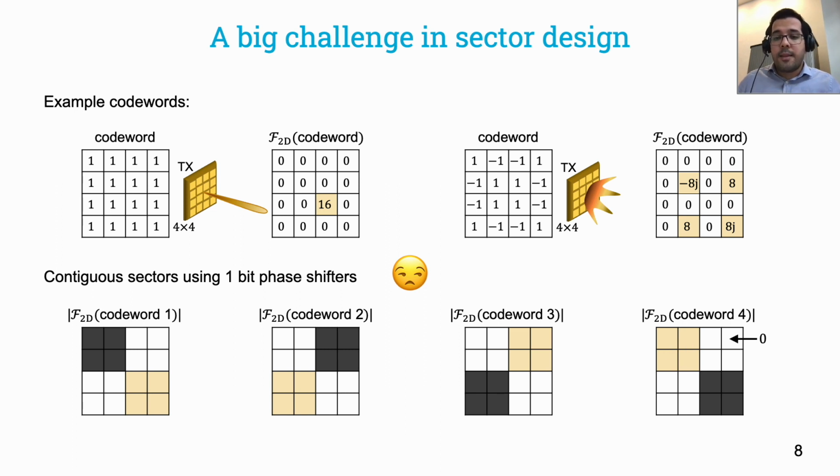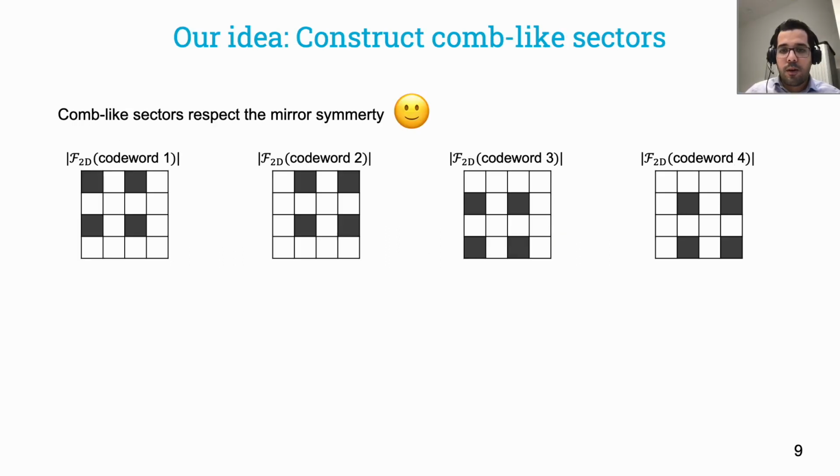All right, now I'll show you totally different sectors we proposed which respect the mirror symmetry property. So our idea is to use comb-like illumination patterns shown over here. These sectors are different from the contiguous sectors we looked at in the last slide. So they have a scattered illumination pattern where the black spots, like this one, mean that particular beam space coefficient is illuminated, and the white spots mean that there's no illumination at those spots.